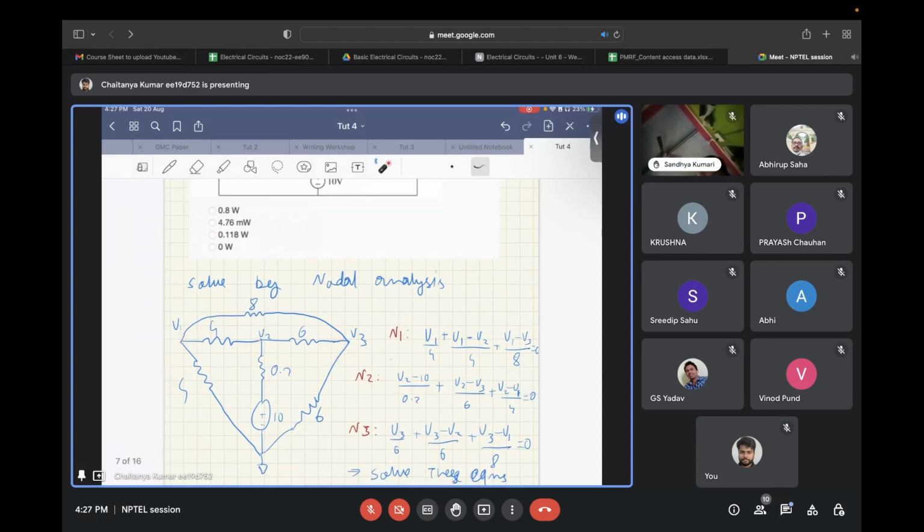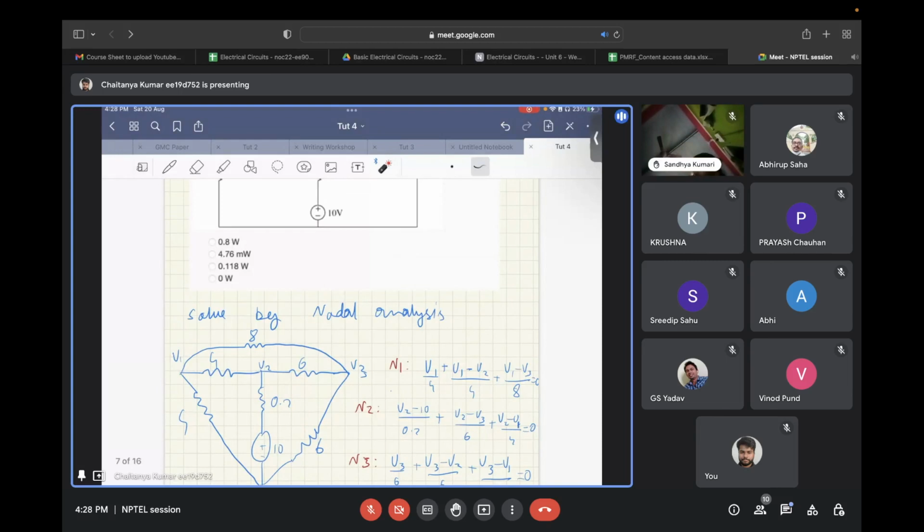At each node you can write the KCL, and once you write the KCL, you will have three voltages, V1, V2, and V3 of the three nodes, and three equations. Now solve it. Once you get the voltage V2, V2 minus the 10 volt that you have will give you the current across it, and then you find the power. Now, this is a very tedious way of solving this.